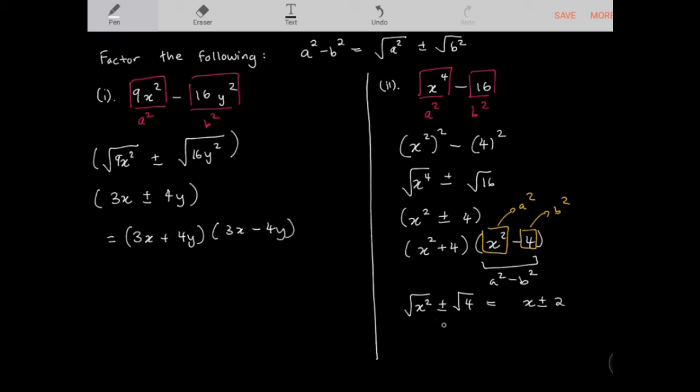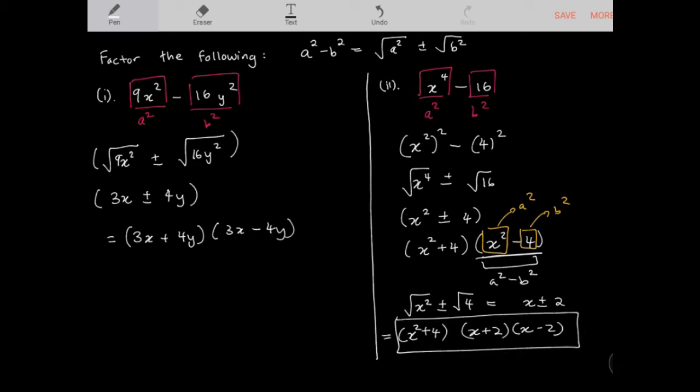Okay, so that's going to give me x plus 2 times x minus 2, so those are my two conjugate factors for just this term, and then I also have the x squared plus 4 from the factorization I did before, and this is your answer. So that's how you can factor this expression, x to the power 4 minus 16.